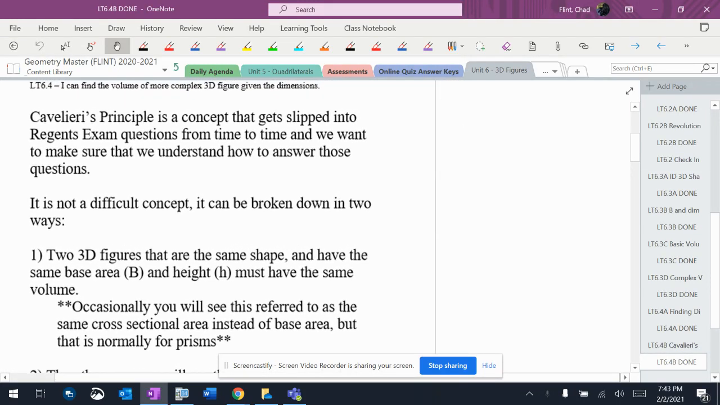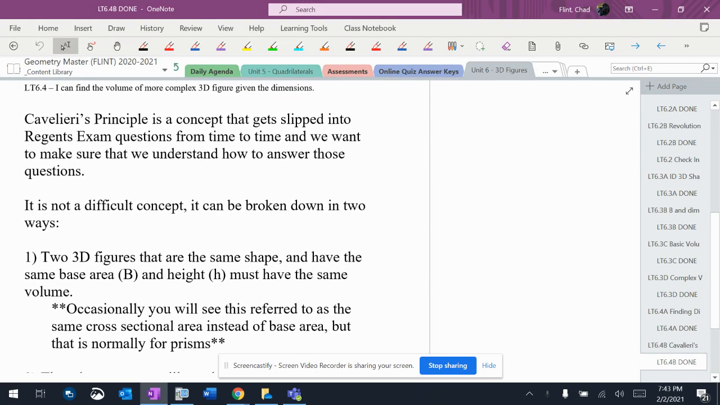One of the very random things the Regents likes to ask a question about, like once every 5 or 6 tests, is this thing called Cavalier's principle. Volumes are kind of weird. Most of the shapes that we see are perfectly standing straight up and down. In a lot of different situations, if things aren't standing straight up and down, it makes a difference in your calculation. Volume is not one of those things.